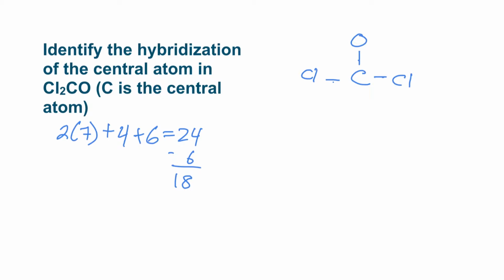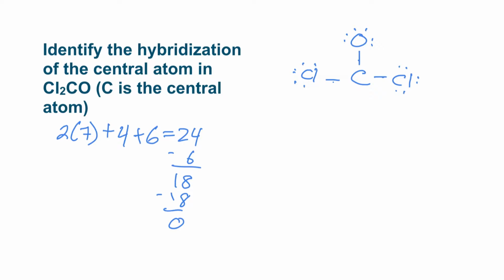Distribute those electrons to the outer atoms so that they have a stable octet, which means that this chlorine gets 6, this chlorine gets 6, this oxygen gets 6, so that's 18. I have no electrons left. So you might think that you're done, but you're not.